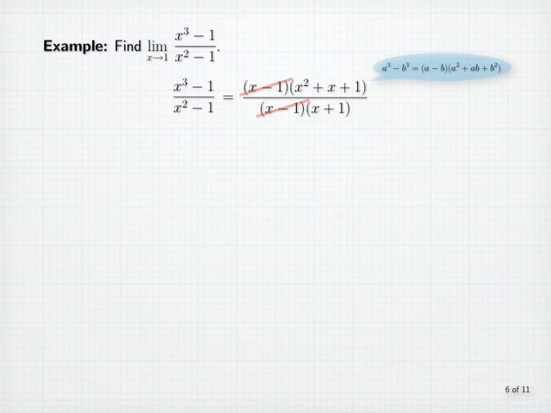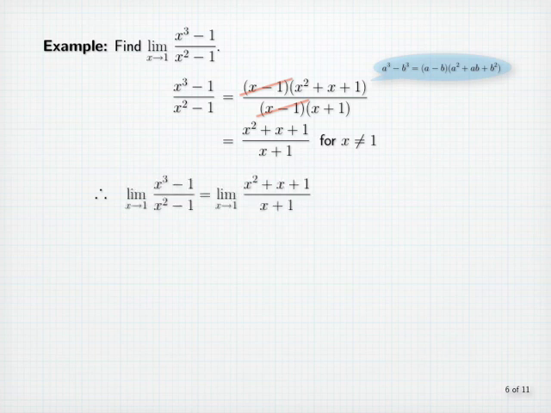This tells us that the original function is the same as x squared plus x plus 1 divided by x plus 1 for all x other than 1, where our original function was undefined. Therefore, since these functions agree for all x near 1, they will have the same limit as x approaches 1. And the limit of our new function is very easy to find since the denominator of that expression does not approach 0. So the limit is equal to the value of the numerator at 1 divided by the value of the denominator at 1, and we find that the limit is 3/2.